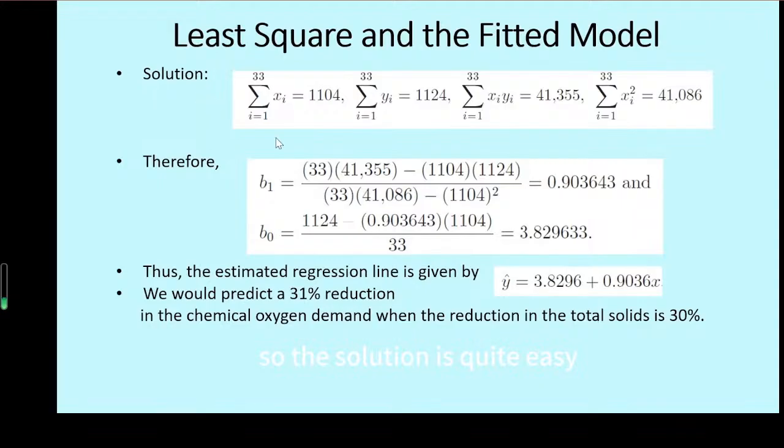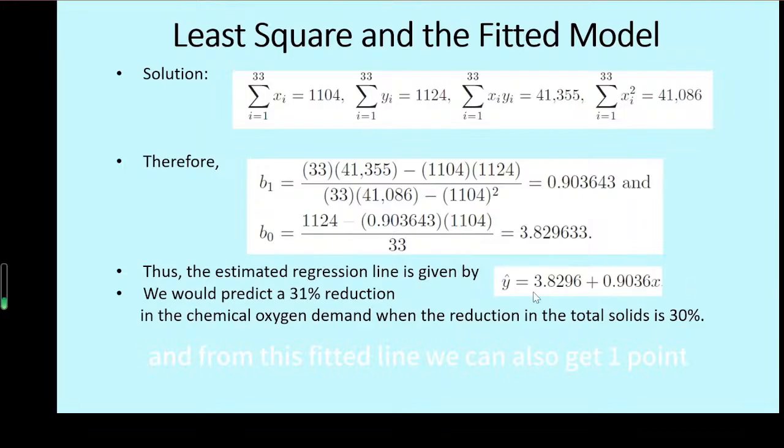So the solution is quite easy. We just fill in all the data and get several results: sigma xi, sigma yi, sigma xi yi, and sigma xi square. Then we just fill these numbers into the b1 and b0 formulas, so we can get these two parameters. Which means y hat, the fitted line, these are the results for the fitted line. y hat equals b0 plus b1x here.